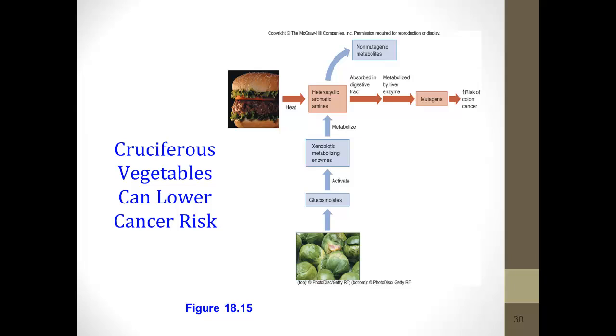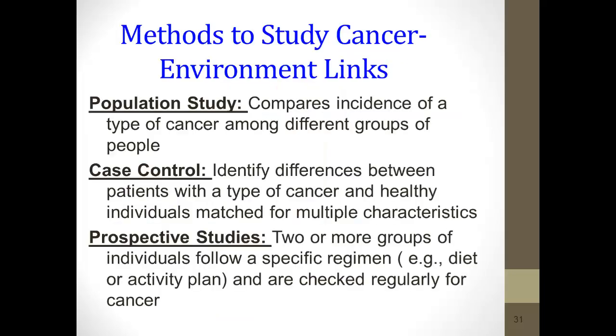So this is how vegetables can lower your risk of cancer. You can see how it changes. We have a burger and we have Brussels sprouts. So how do we study cancer for environmental links? We look at population studies, case control studies, and prospective studies.